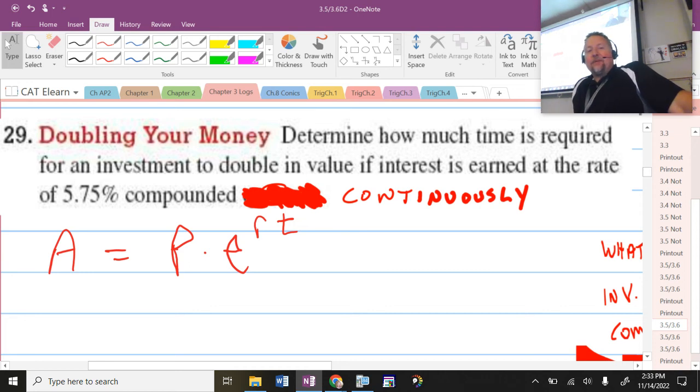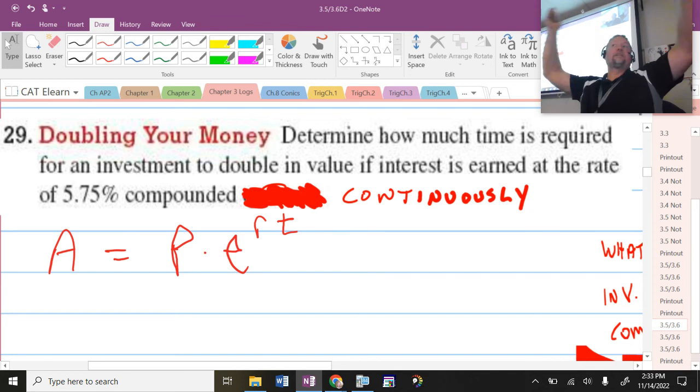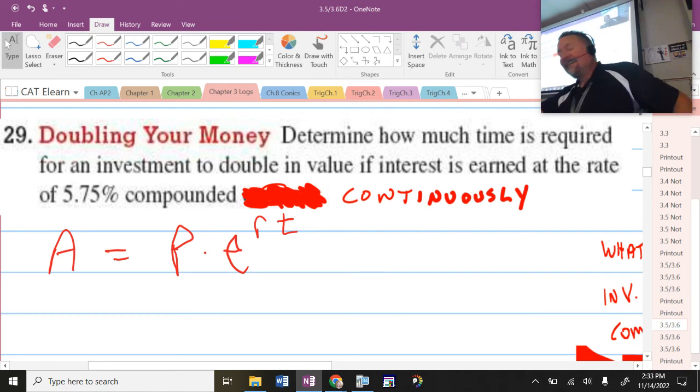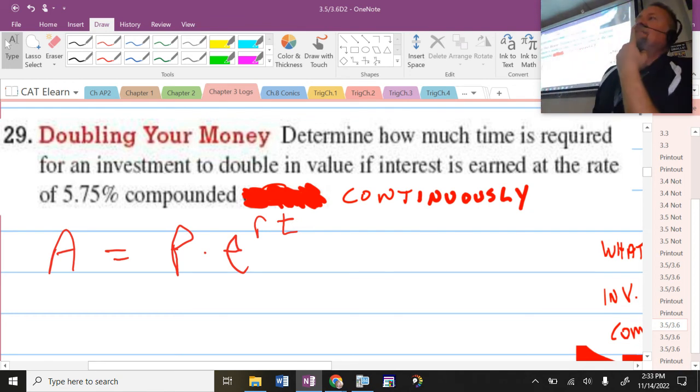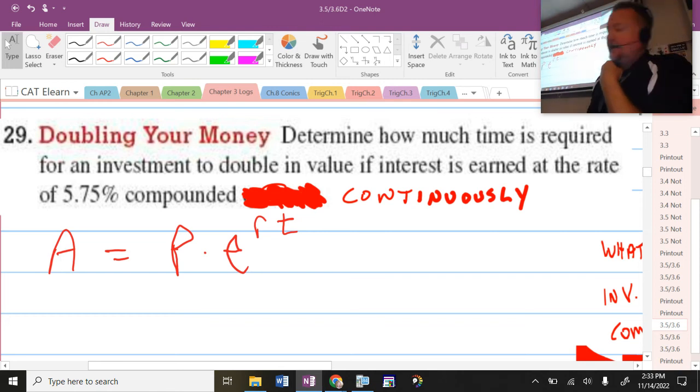Determine how much time is required for an investment to double in value if the interest is earned at a rate of 5.75%. This bamboozled so many students last year. They didn't know what to do because they don't listen, they don't do their homework, they don't pay attention, they do all those things that I was talking about at the beginning.